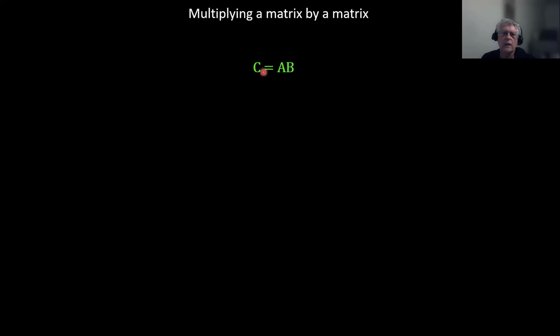Okay, so if I go C equals AB, that's like combining A and B into a single matrix operation. So if the vector Y equals A times the vector X, and vector X equals B times the vector Z, then Y equals ABZ equals CZ. Once again, C is just the combination of two matrix operations into a single matrix operation.